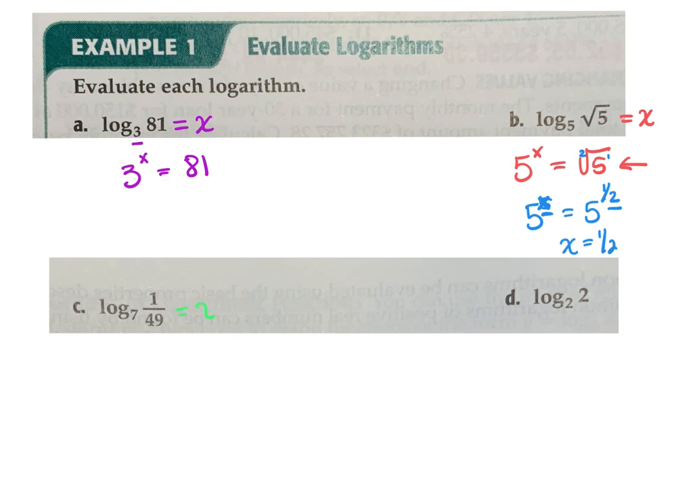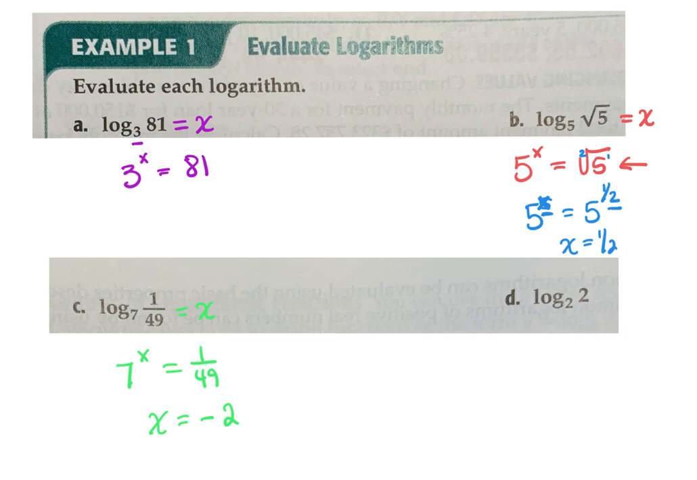All right, same thing here. 7 to what power equals 1 over 49? Well, 7 to what power equals 49? So how do I get it in the denominator? What puts something in the denominator with an exponent? Right, so x equals -2. All right, so if you're going to a root, a radical, it's going to be a fractional exponent. If you're going to a denominator, it's going to be a negative exponent, okay?